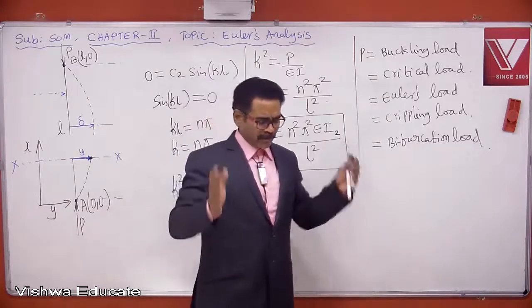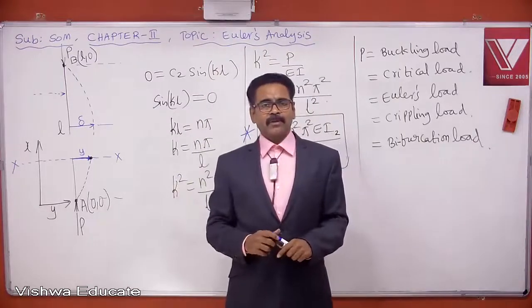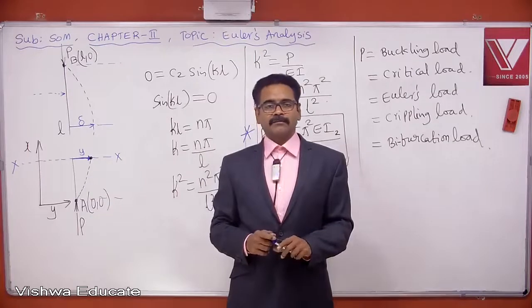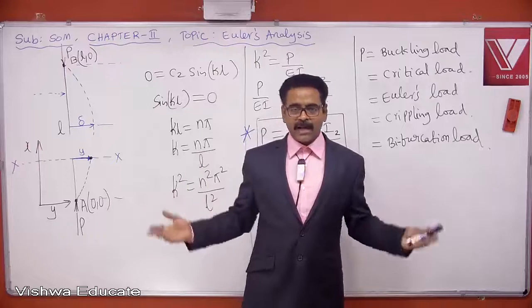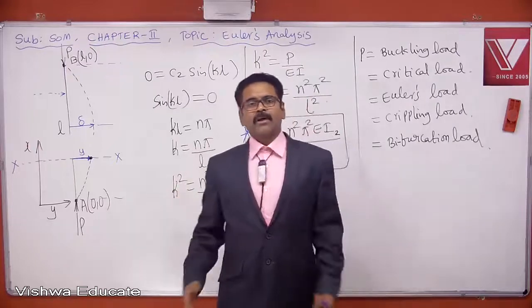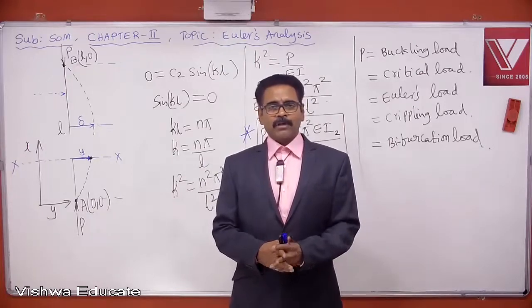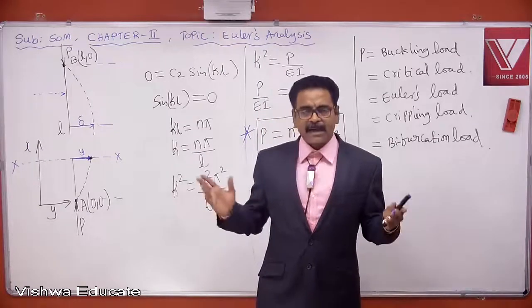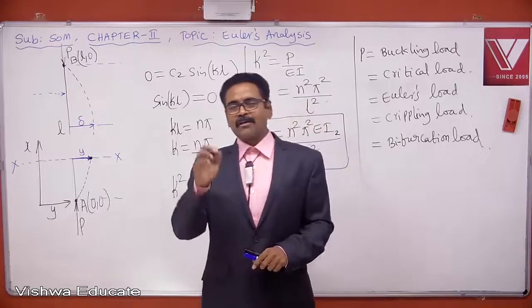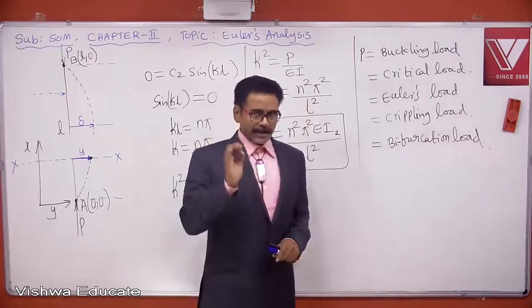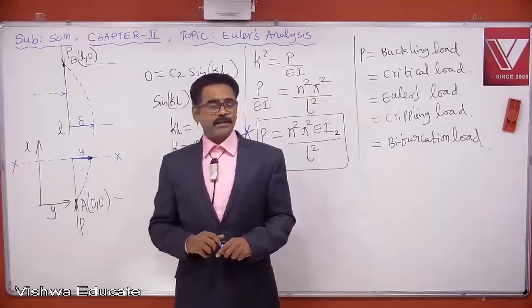You know, when you apply critical load on a column, about which axis it may buckle? Always it will buckle about z-axis or y-axis? No. It may buckle about an axis which carries lowest moment of inertia. Column always buckles about the axis which carries lowest moment of inertia. That is why here I2.